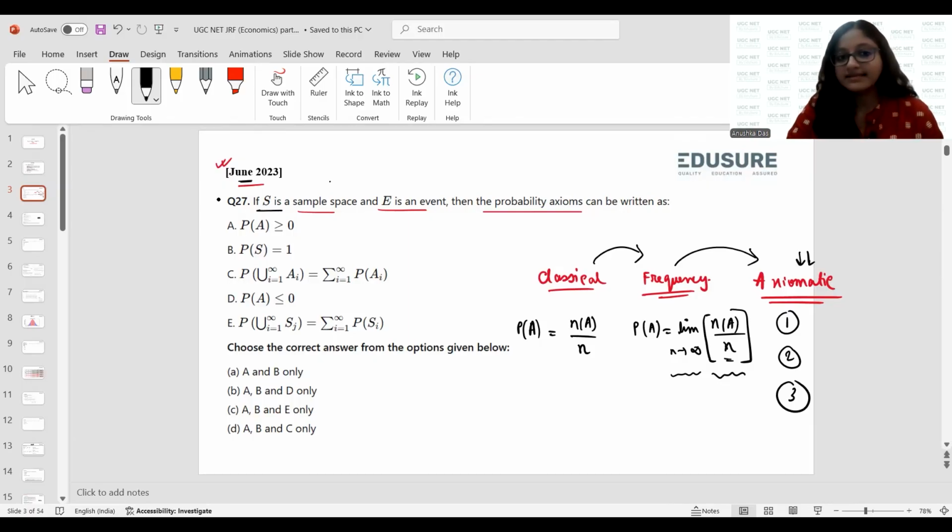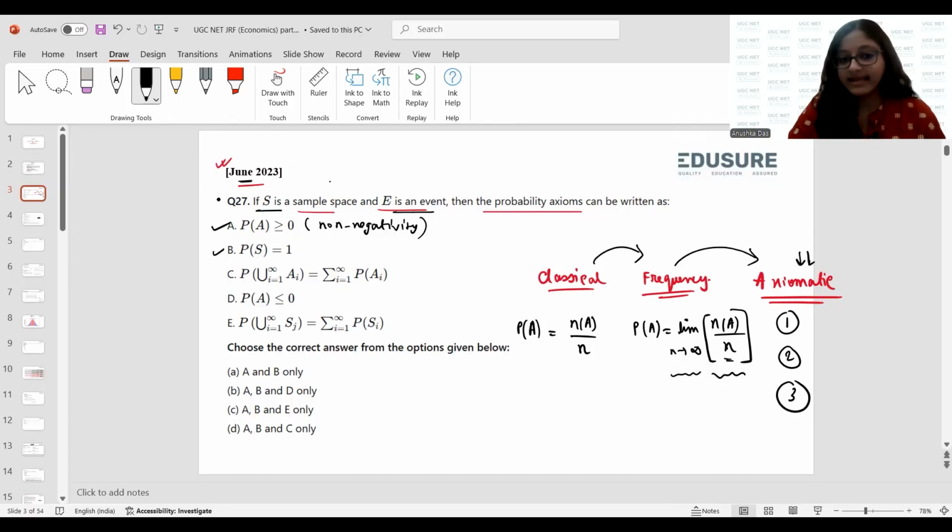So see, S is the sample space, E is the event. So how will you define probability? Probability of any event should always be non-negative. This is the non-negativity axiom. So probability should always be non-negative. This is fine. Now the second is that the probability of a sure event should always be equal to 1. If S is a sure event, the probability of that will always be equal to 1.